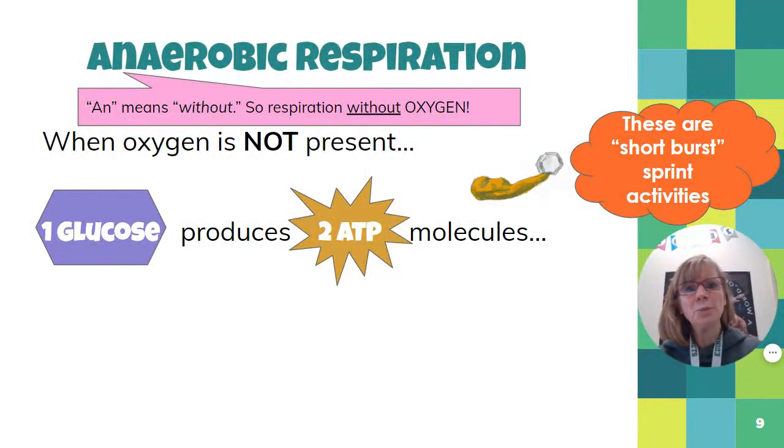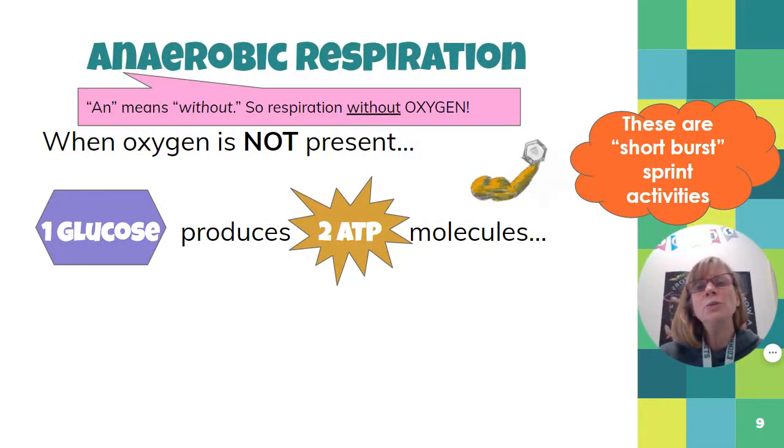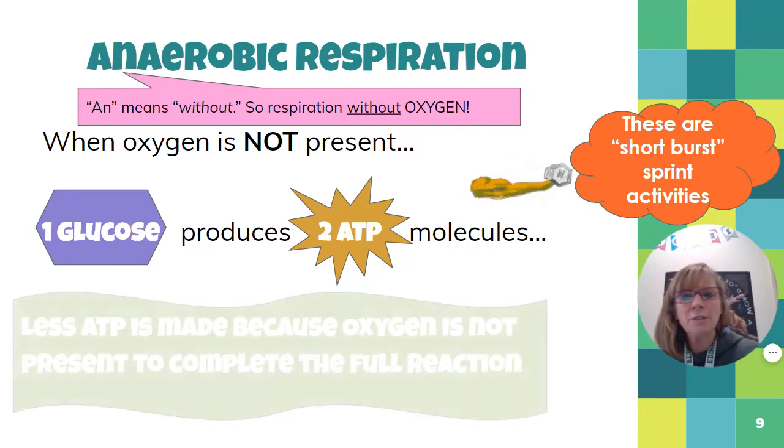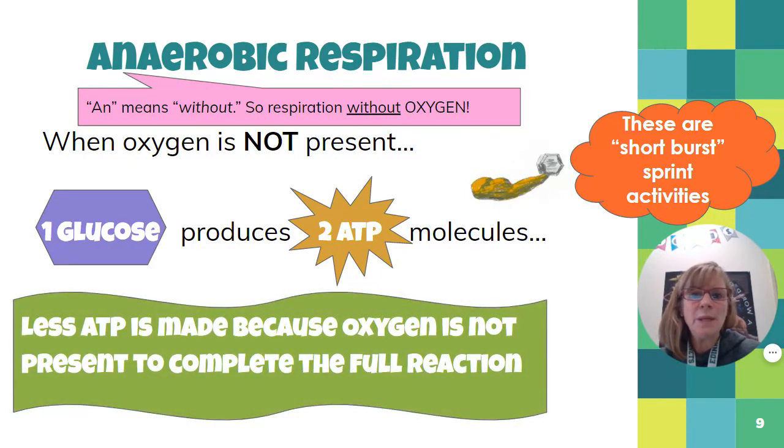With anaerobic respiration, we use that in short bursts, and anaerobic means without oxygen. When oxygen is not present, we get one glucose molecule producing only 2 ATP. That's why you can't keep the speed you would run a 100-meter dash for as long as a marathon, 26.2 miles. You just can't keep that speed up. You're only getting 2 molecules of ATP, so there's less ATP made when oxygen is not present.